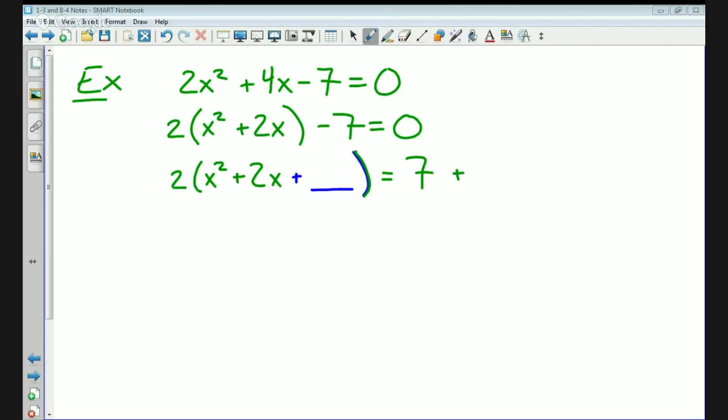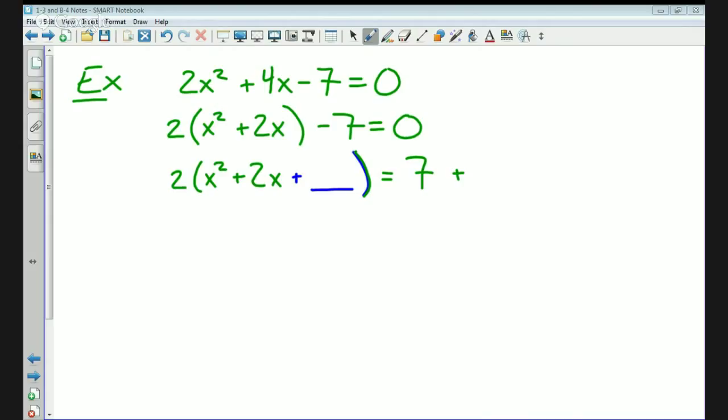What we have to be careful with on these types of problems, when you have a number in front of the x squared to begin with, and you factor it out so you can do the completing the square process, which does not work. And you can try it all day long. It's not going to work if you have a number in front of that x squared that you don't deal with.